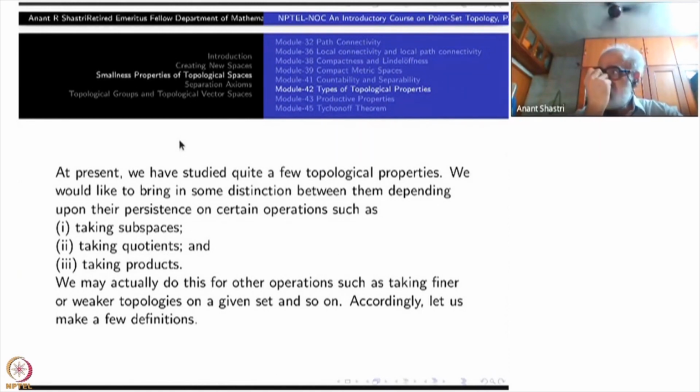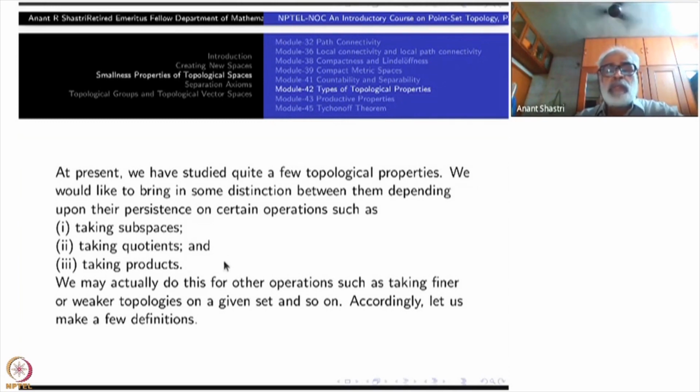So what we would like to do is look at a topological property for a space. Will it be automatically true for a subspace? Will it be true for a quotient space? If it is true for several spaces, then will it be true for the product space? These are the questions which keep bothering us. So we would like to do that in a systematic way as much as possible, to begin with in one single place.